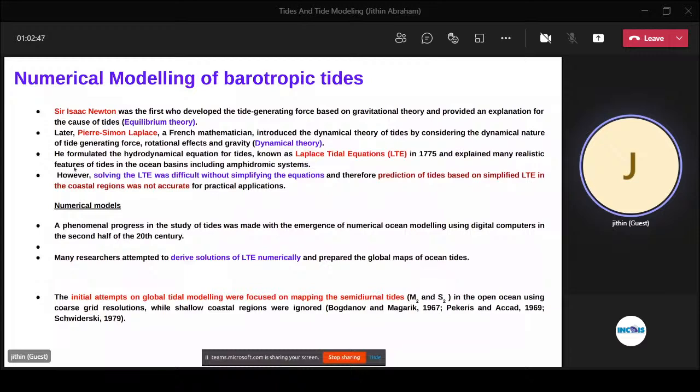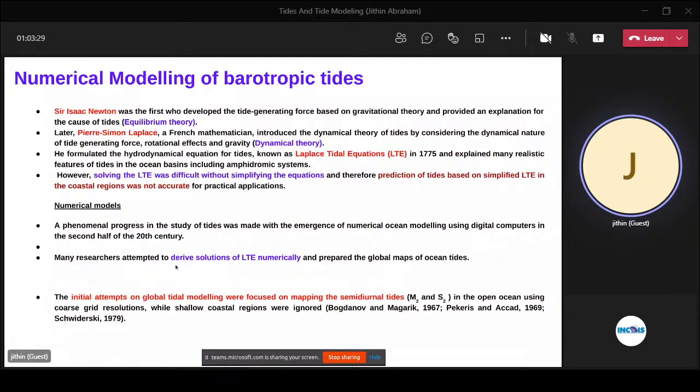However, solving the Laplace tidal equations was difficult without simplifying the equations. Therefore, the prediction of tides based on simplified LTE, Laplace tidal equations, in the coastal region was not accurate enough for practical applications. The accuracy of tidal predictions increased with the emergence of numerical models, associated with the emergence of computational power and computational facilities. The phenomenal progress in the study of tides was made with the emergence of numerical ocean models using digital computers in the second half of the 20th century.